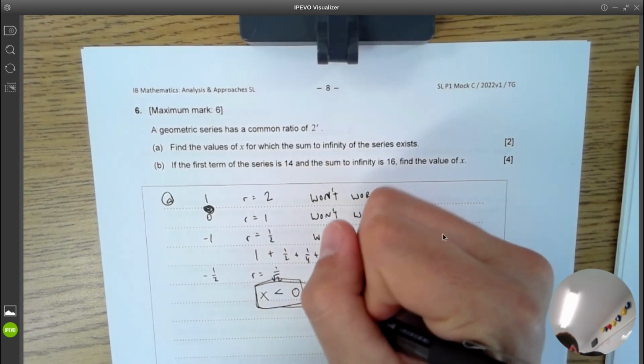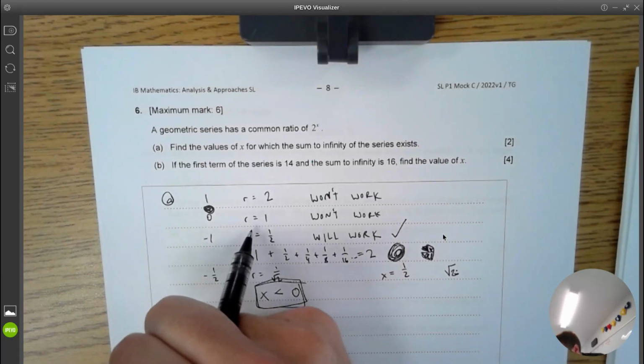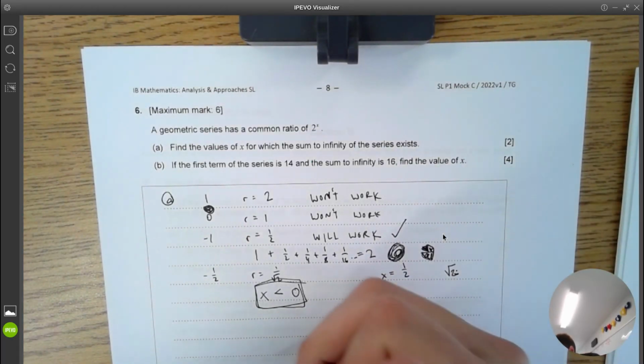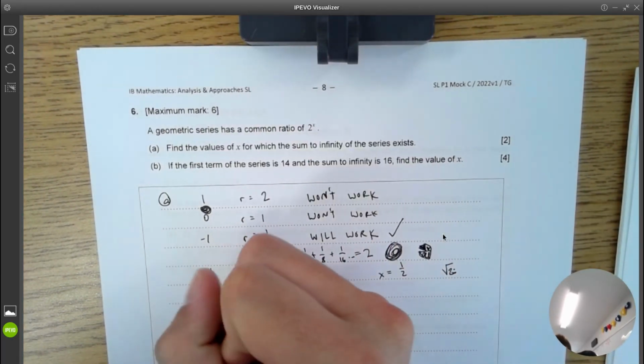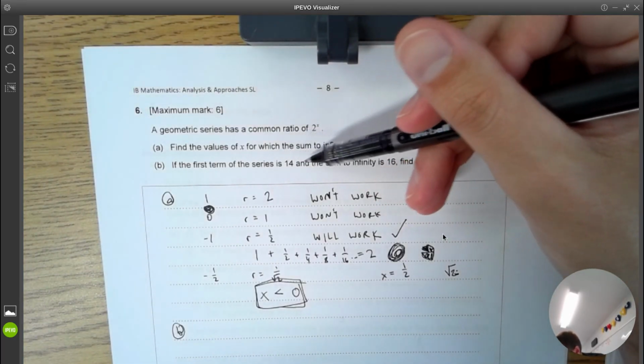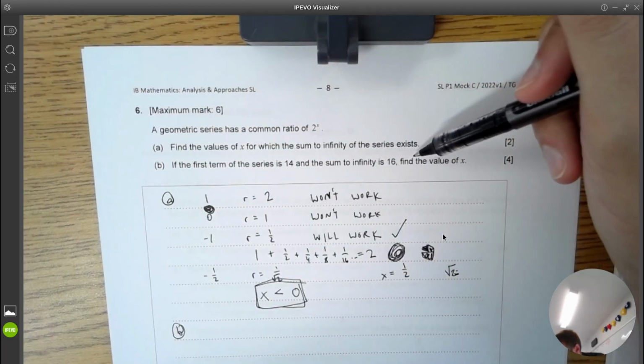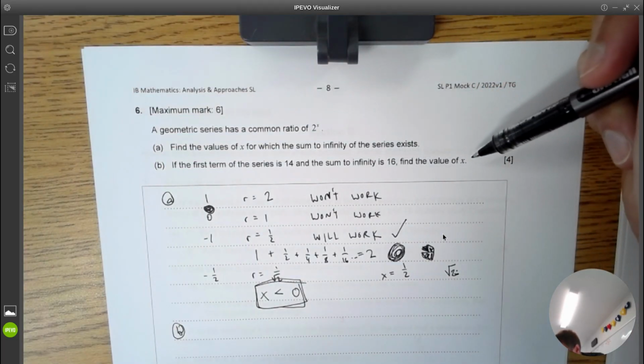I'm going to box this up. I think x needs to be less than 0. It can't be equal to 0, because then it'll be 1 and we'll stay at 2 forever. That won't work. B: if the first term of the series is 14 and the sum to infinity is 16, find the value of x.